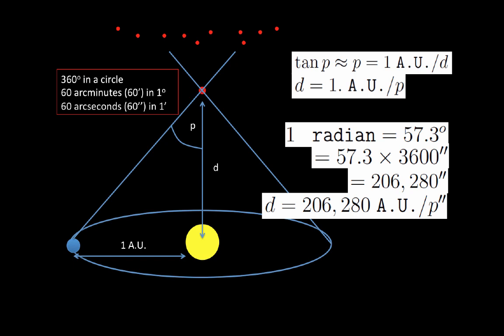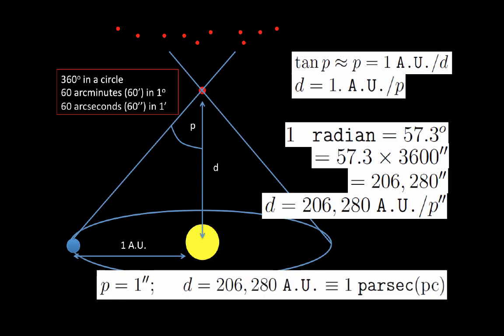This allows us to define a convenient unit of distance. We can define a unit of distance such that any object at that distance from the Sun is going to give a parallax angle of 1 arcsecond. So if we plug that in, p is equal to 1 arcsecond, that distance is 206,280 astronomical units. And we call this unit 1 parsec. Parsec literally means a parallax angle of 1 arcsecond and is abbreviated to PC. So 1 parsec is 206,280 astronomical units.